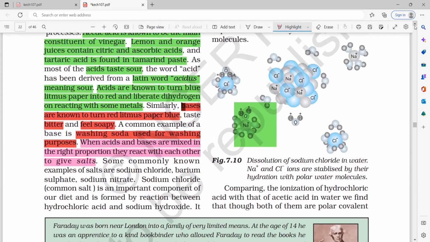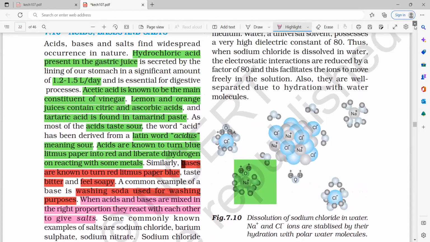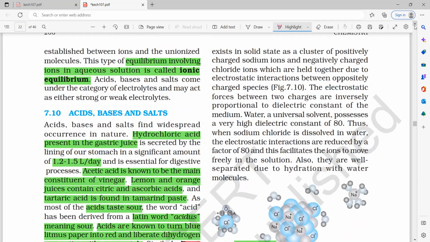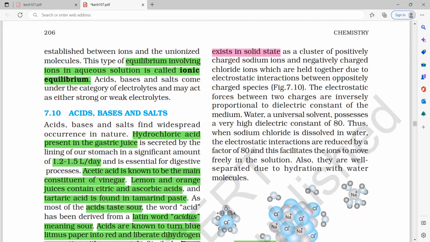Sodium hydroxide, sodium chloride. Okay, it exists in solid state. Talking about sodium chloride, NaCl state is solid state as a cluster of positively charged sodium ions and negatively charged chloride ions, which are held together due to the electrostatic interactions between the oppositely charged species. You can see the pictures given below.